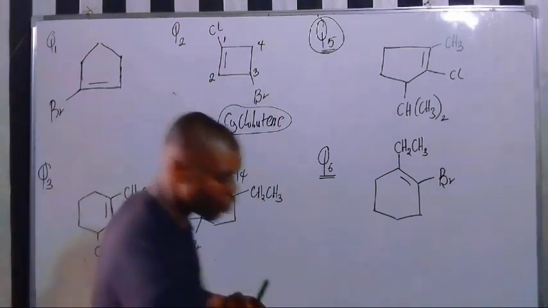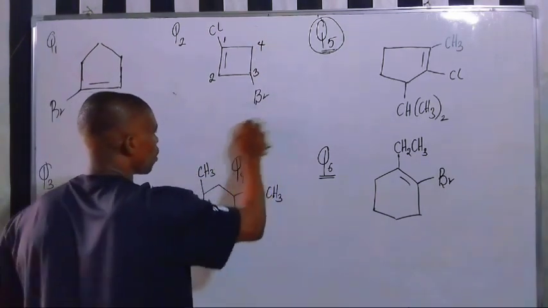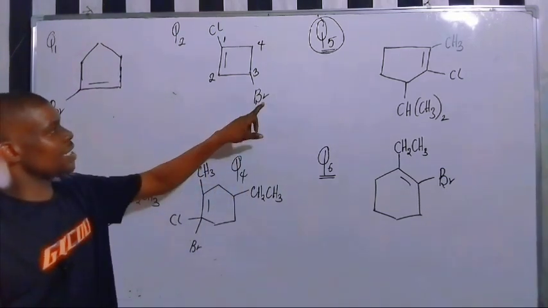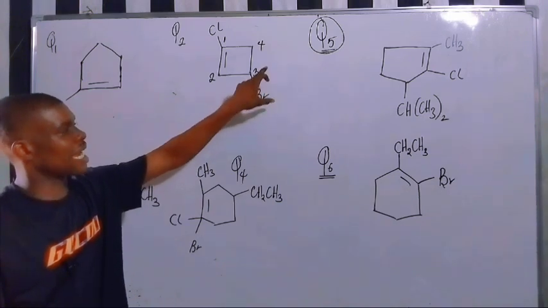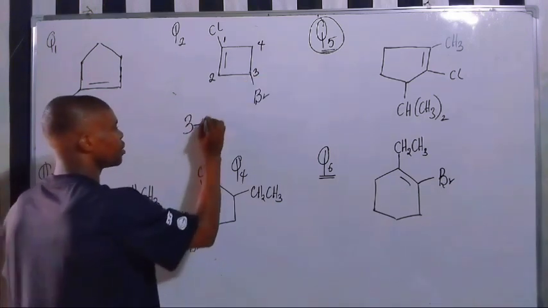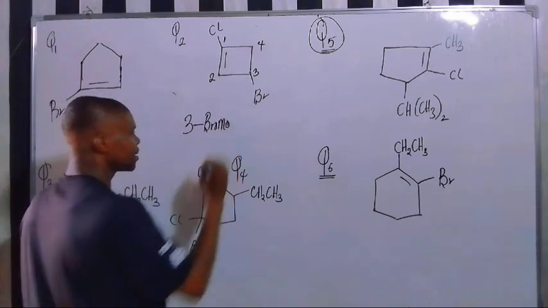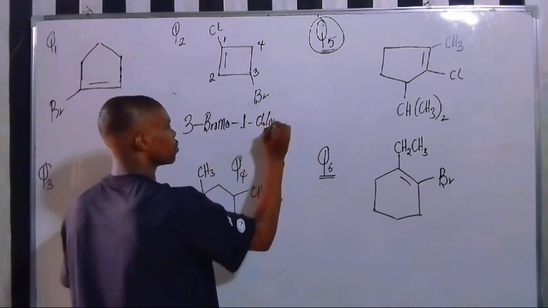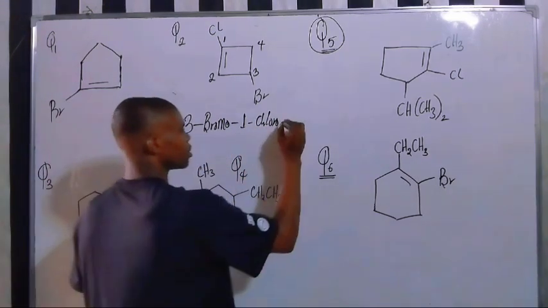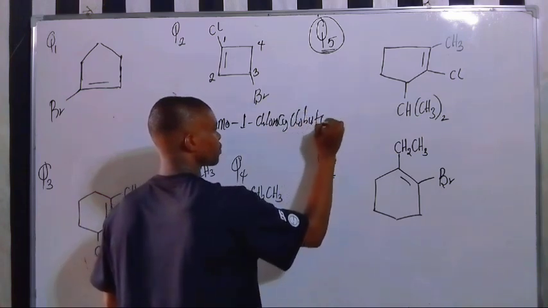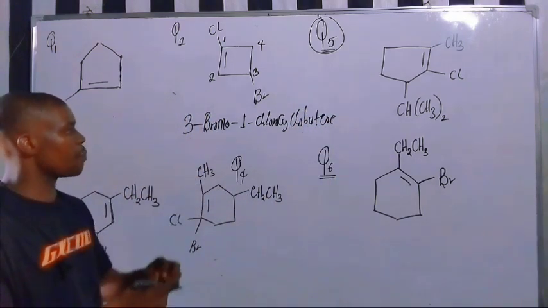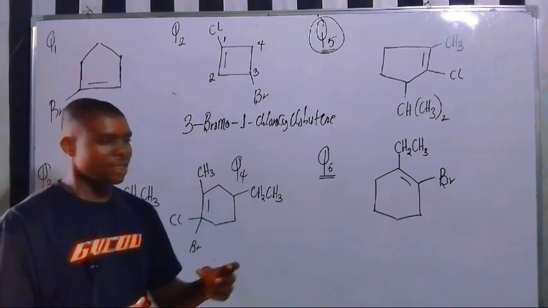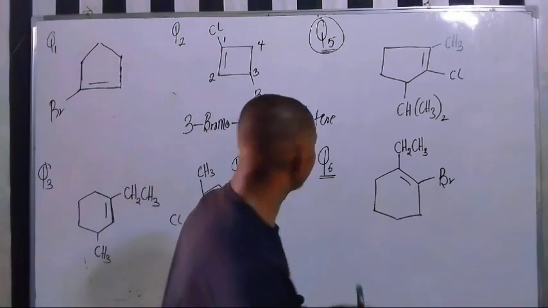Can you see that? So now remember, B comes before C in alphabetical order. So the bromine is on carbon number 3, so it will be 3-bromo. The chlorine is on carbon number 1, so it will be 1-chloro. Then cyclobutene. Can you see that? So then it is 3-bromo-1-chlorocyclobutene. That is it. Do you understand? It's not difficult.